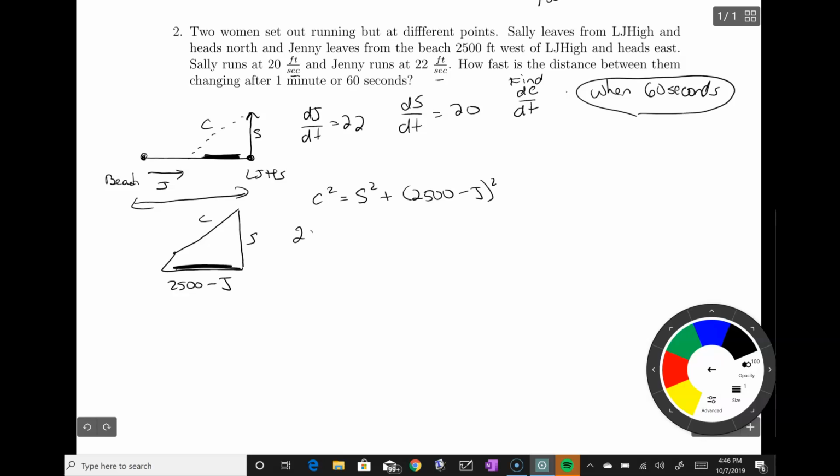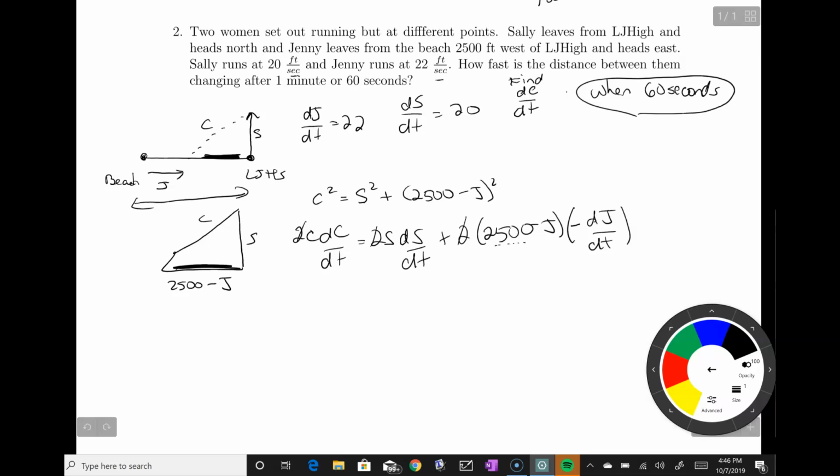So I'm ready to take the derivative. 2C dC dt equals 2S dS dt plus 2 times (2500 minus J). And then I'm going to move in to take the derivative of the inside. Derivative of the 2500 is 0. And I take the derivative here, and I get negative dJ dt. All right, so I have 2's all over the place to cancel.